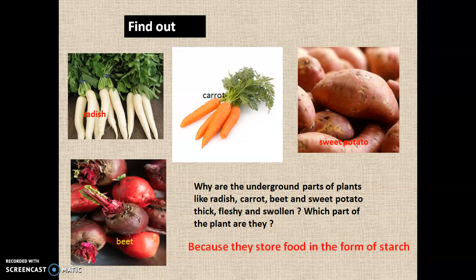Because they store food in the form of starch. So these are the parts of the plant that store food. And which part of the plant are they? These are underground stems. These vegetables, radish, carrot or sweet potato, are stems, and since they are present underground, these are the underground stems.